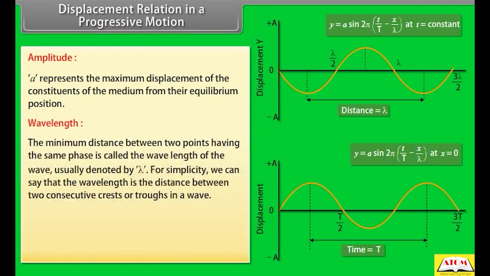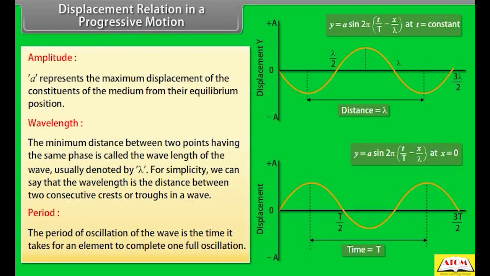Wavelength. The minimum distance between two points having the same phase is called the wavelength of the wave, usually denoted by lambda. For simplicity, we can say that the wavelength is the distance between two consecutive crests or troughs in a wave. Period. The period of oscillation of the wave is the time it takes for an element to complete one full oscillation.